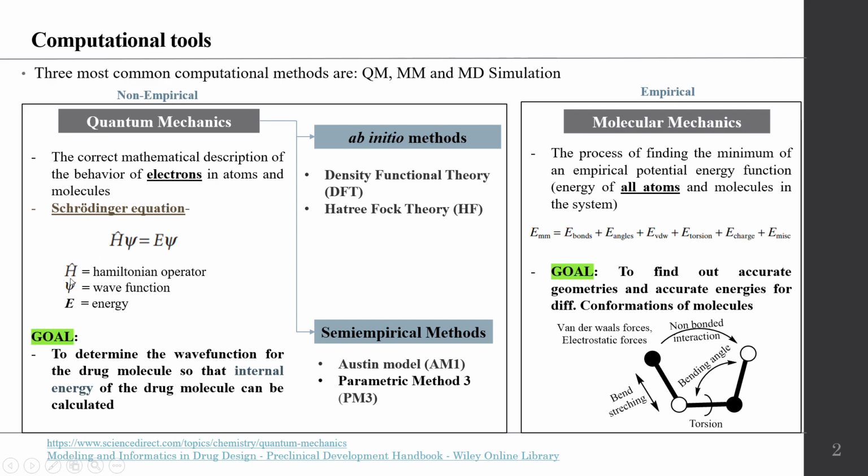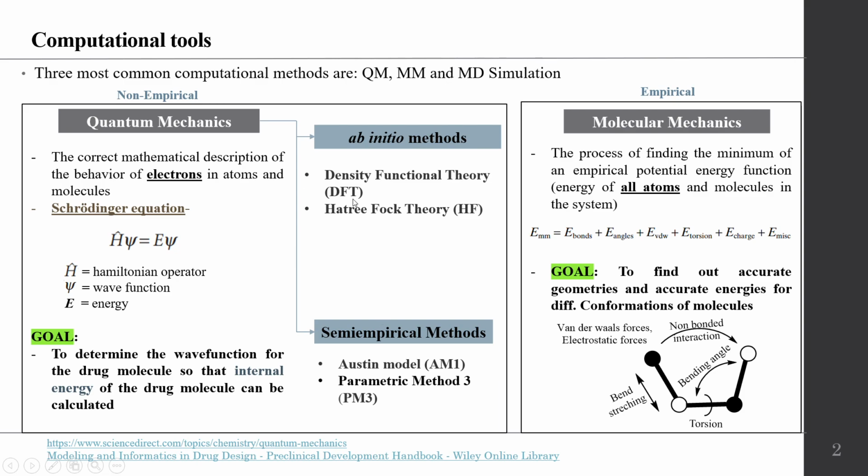Here H cap is the Hamiltonian operator, psi is the wave function and E is the energy. The goal of this theory is to determine the wave function for the drug molecule so that the internal energy of the drug molecule can be calculated. And basically two methods are there: ab initio and semi-empirical.